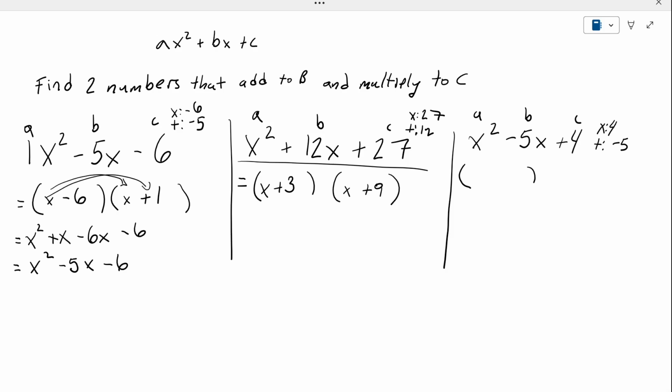So, just like the last two examples, put our brackets here, write our x in the beginning of both of them, and then write the two numbers that we thought of, which is negative 4 and negative 1. This would give us x minus 4 and x minus 1. This means that the roots of this function are at x equals 4 and at x equals 1, because if you were to substitute them in, the function would equal 0.